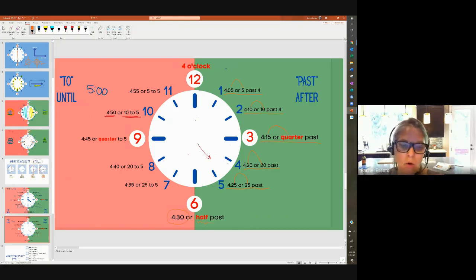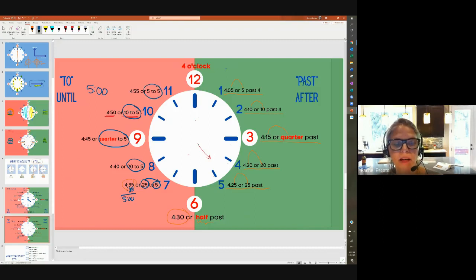Okay, but now we start thinking about how many minutes until 5 o'clock, right? So 4:35 plus 25 minutes is 5 o'clock, right? So we say it's 25 to 5, 20 to 5, quarter to 5, 10 to 5, 5 to 5, and 5 o'clock.